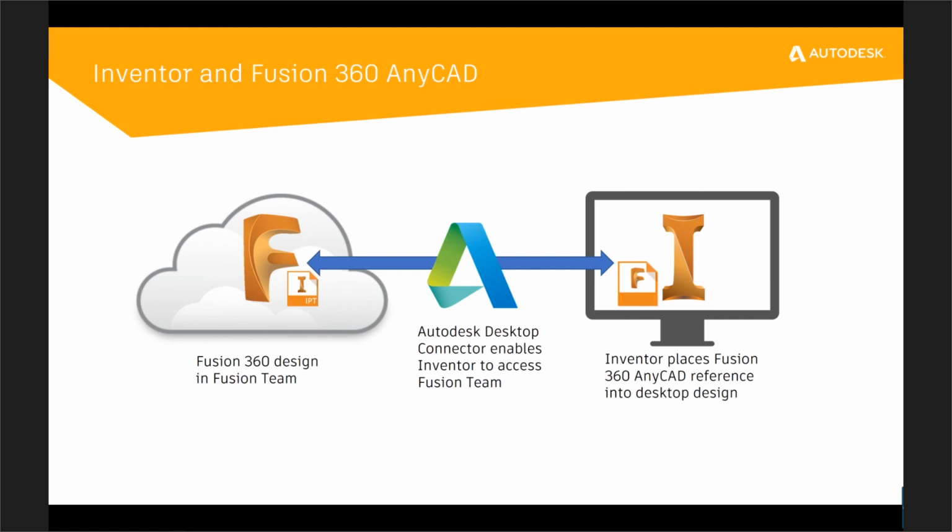This desktop connector is a simple utility that you can download, and it allows you to see into Fusion Team as if it was a local or a network drive on your system. Think about it similar to how things like Box or Google Drive appear in Windows Explorer. That's what the desktop connector will enable for you. On the Fusion side, you can actually move an Inventor part file into Fusion Team, and then it will reference in using AnyCAD technology that we've moved to the cloud to allow Fusion to have a live link or reference to Inventor part data. So this is a technology preview.